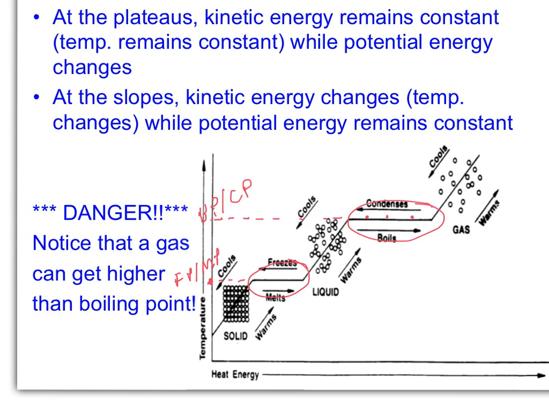this point in time. If we focus in on the sloped portions of the line, you will notice that this is where the pure solid, the pure liquid, and the pure gas exist. Notice now that any point along this line will show a temperature change. Thus, kinetic energy is changing, and this time the potential energy of the substance is staying constant.